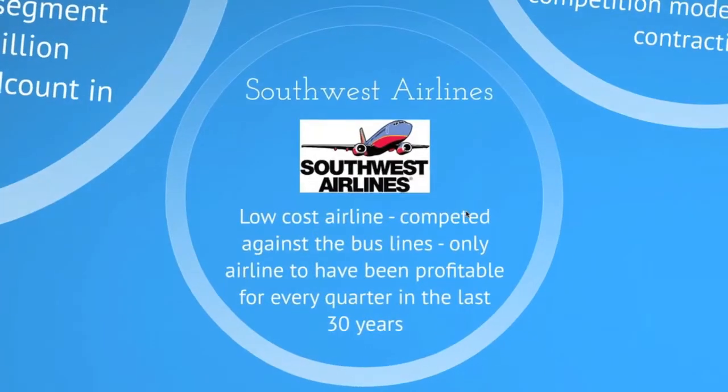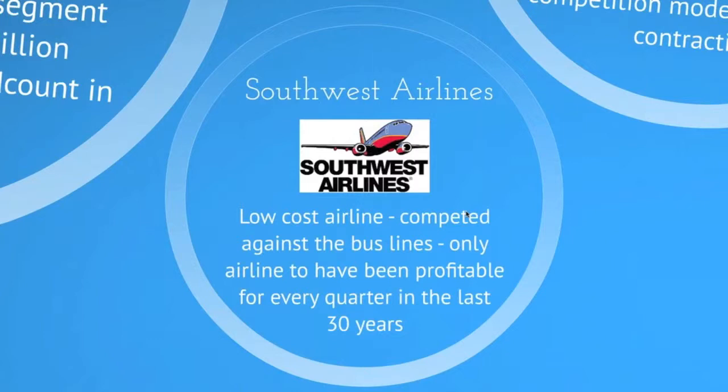Another example is Southwest Airlines. Southwest Airlines is a very successful business. It's the only airline, I believe, in the world to have been profitable for every quarter in the last 30 years, and airlines in the world have been through some very difficult times. Their business model is about low cost. They saw themselves competing against the bus lines, and so they thought about the elements that were going to really drive their costs down.